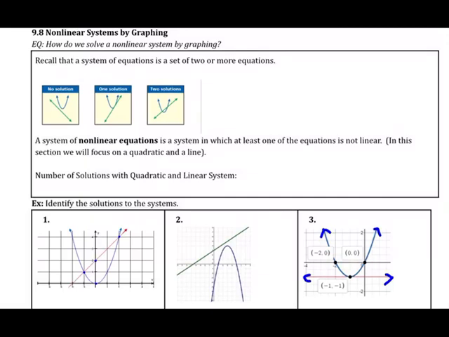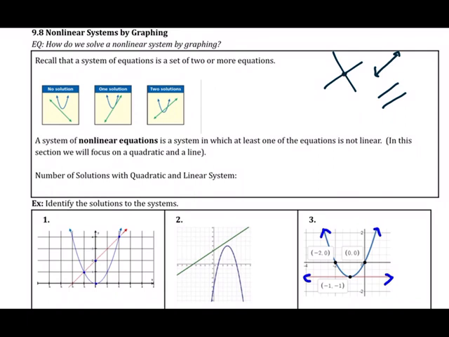Welcome. In this video, we're going to be talking about what a nonlinear system is and how to solve a nonlinear system by graphing. So if you remember back to linear systems, we would talk about two lines and how they could either cross exactly once, how they could be parallel and never cross, or how they could actually be the same exact line and cross infinitely many number of times.